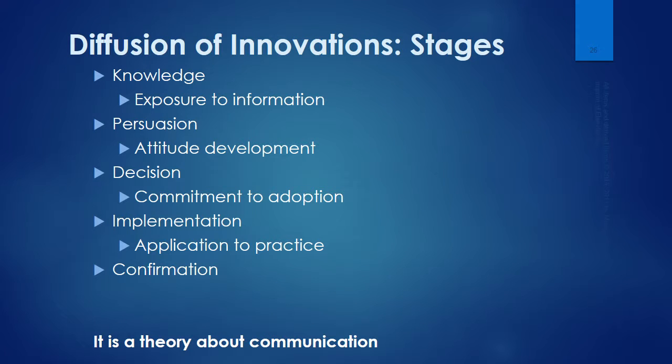Let's review Rogers' theory called Diffusion of Innovations and its stages. It's a theory about communication. And it reflects how innovations are spread through society. First comes knowledge or exposure to the information, then persuasion, where individuals have an attitude development, decision where there's a commitment to adoption, implementation where it's applied to practice, and then confirmation. And remember, it's a theory about communication.